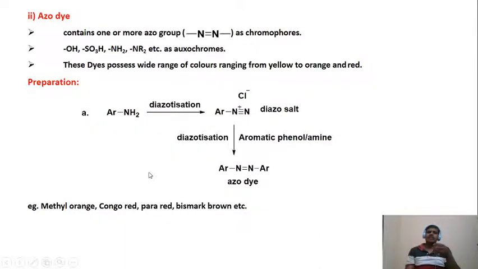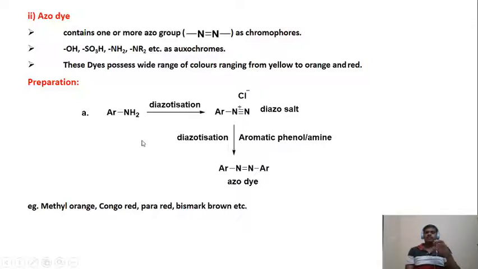Then the next class of dyes is azo dyes. They contain one or more azo groups, N double bond N, as a chromophore. And the oxochromes can be OH group, SO3H group. These 2 are examples of acidic oxochromes, and NH2, NR2, that is primary amine, secondary amine, are also oxochromes. So N double bond N is the chromophore, and these other groups are oxochromes. These dyes possess a wide range of colors, ranging from yellow to orange and red.